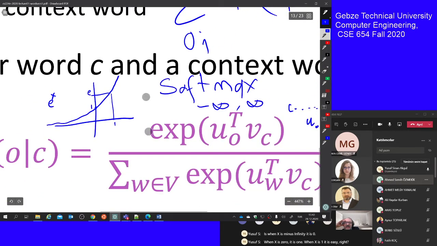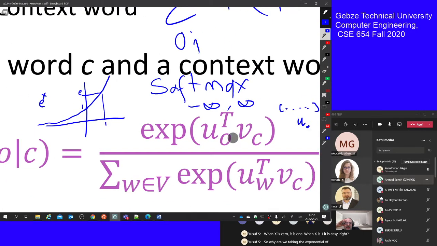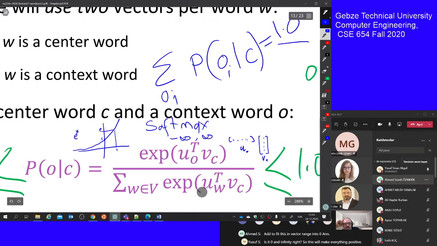So why are we taking the exponential of this multiplication? To fit this infinity range into 0 and infinity, right? Yeah. So this will make everything positive. And the same thing is here too.